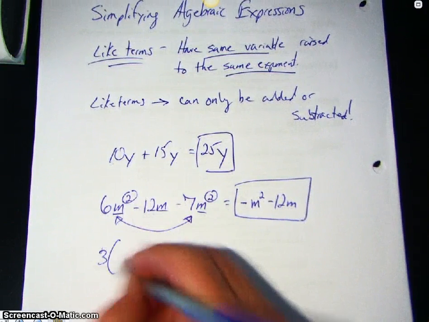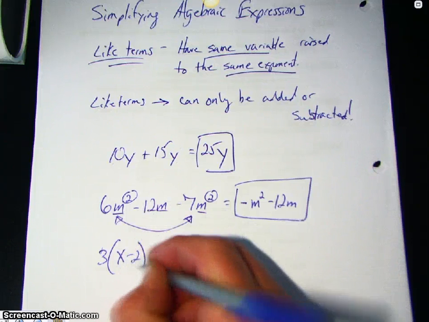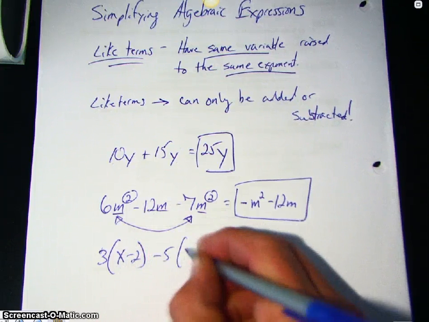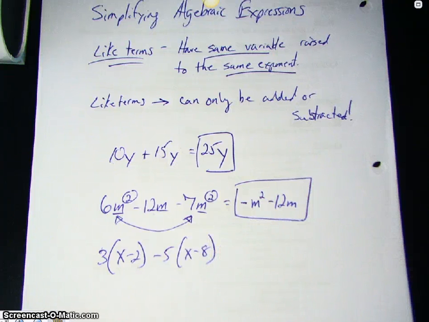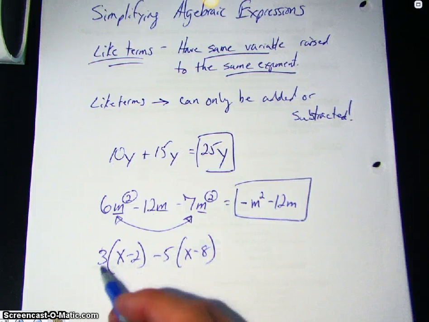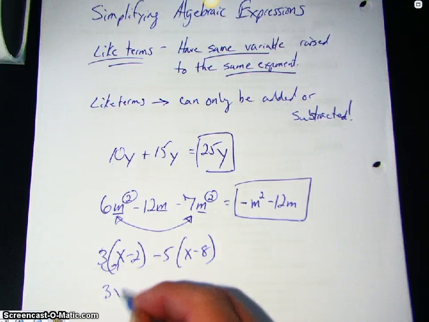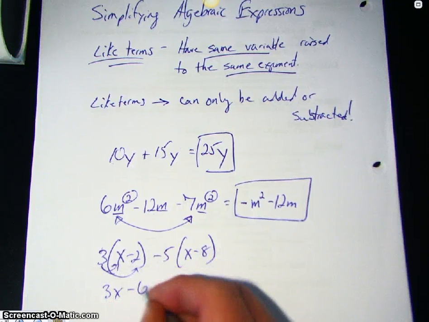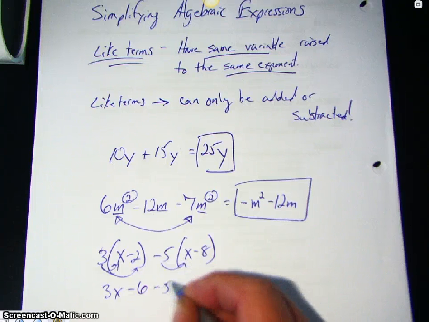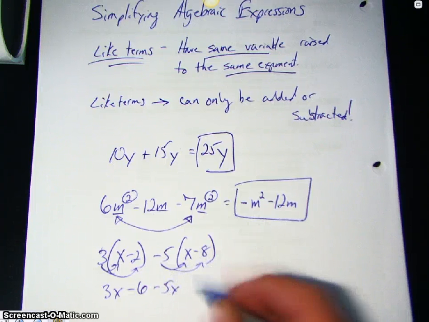3 times the quantity x minus 2 minus 5 times the quantity x minus 8. Alright, so before I can add or subtract like terms, I have to get rid of the parentheses first. So in other words, I have to distribute. So I'm going to take 3 times x, 3 times 2, negative 5 times x, and negative 5 times negative 8.